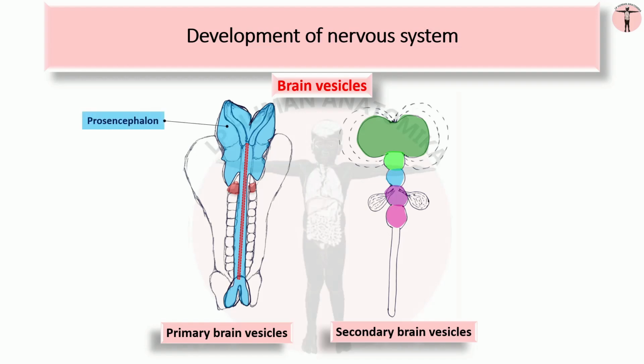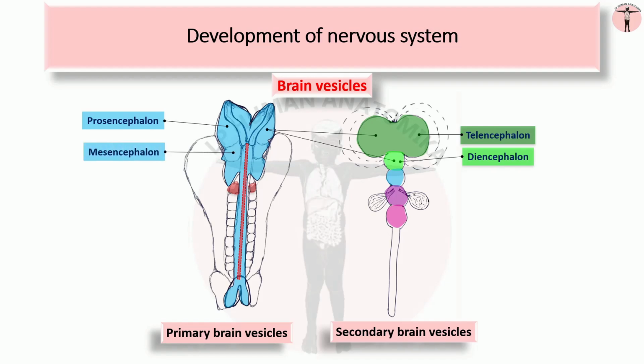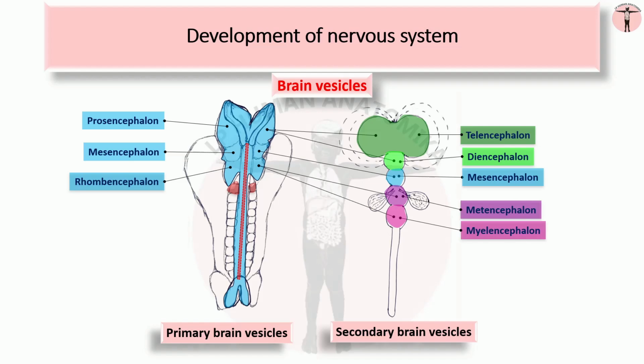Prosencephalon or forebrain further divides into telencephalon and diencephalon. The second dilatation, the mesencephalon, does not further divide. It remains the same as mesencephalon. And the third dilatation, the rhombencephalon or hindbrain, further divides into metencephalon and myelencephalon. Now the 3 primitive brain vesicles, after division, result in 5 secondary brain vesicles.